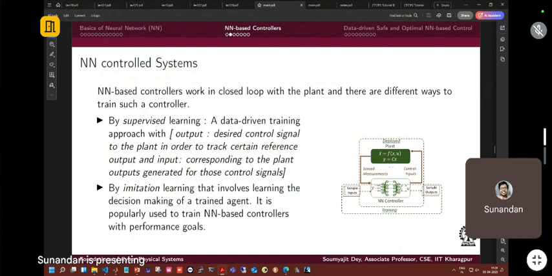This is a deployed plant, a physical plant running. Maybe it can be a vehicle, an industrial control loop, it can be anything. We sense the measurements and give them as input to the controller made with the neural network, and it generates the control inputs, and we sample those control inputs. So this is how it works. Obviously we can train them in different ways: one with supervised learning, another way is imitation learning.